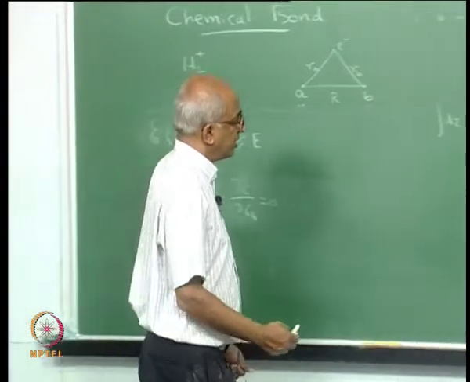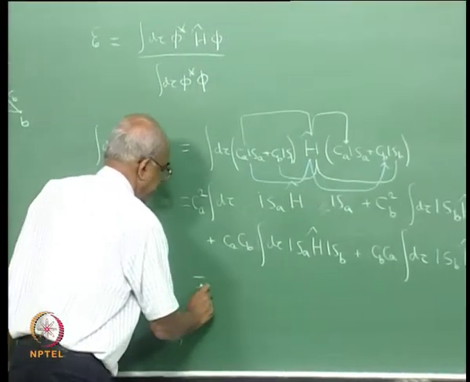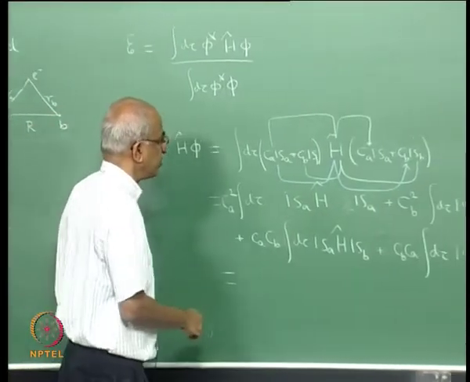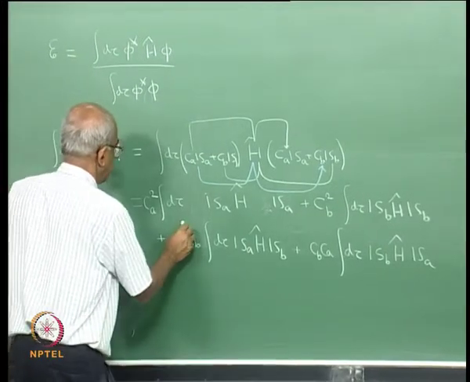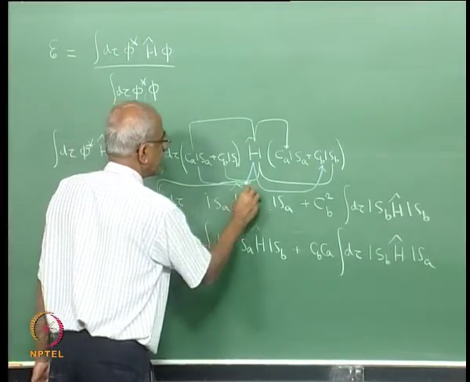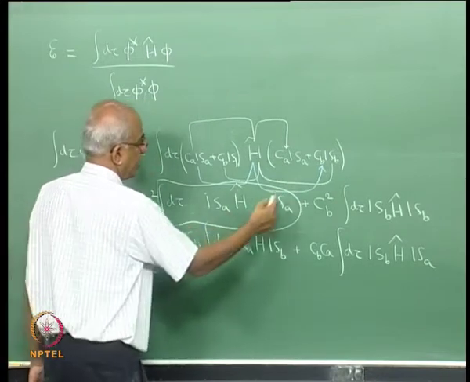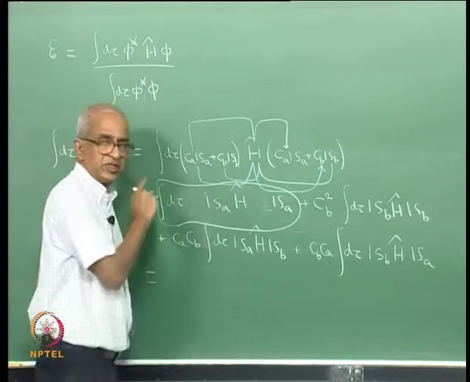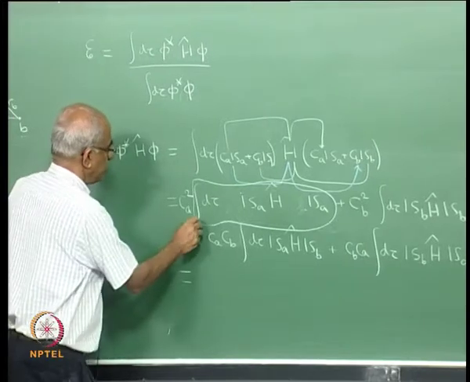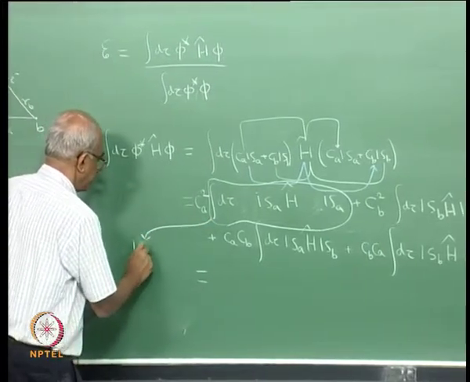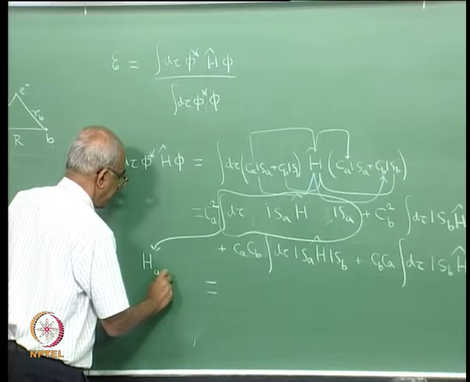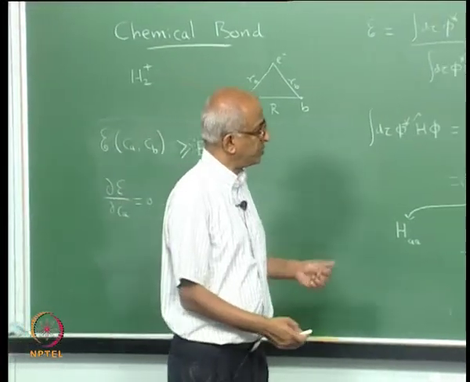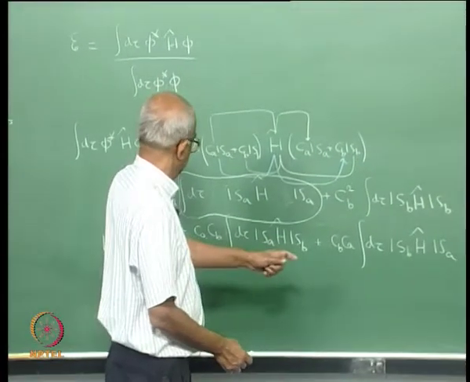Now, these 4 terms are actually tedious to write. You have to keep on writing them again and again. So you adopt a shorthand notation. What would be an appropriate shorthand notation? Well, this whole thing: you have 1sA operated upon by H, multiplied by 1sA, and then multiplied by dτ integrated over the entire space. It is usual to adopt a shorthand notation where you say that this object is HAA, a very convenient notation.